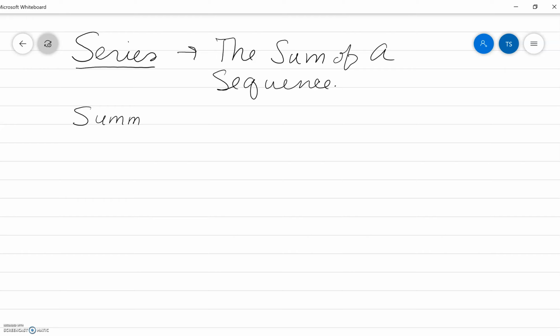Sometimes you might see it written like this. This is the Greek letter sigma, capital. Ultimately, on the bottom we're going to put the first value, so k equals 1.